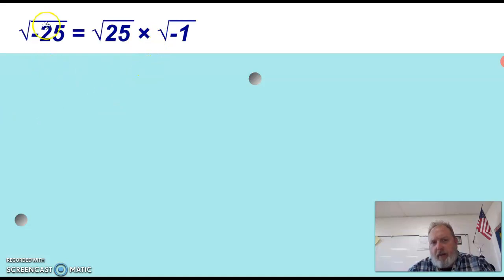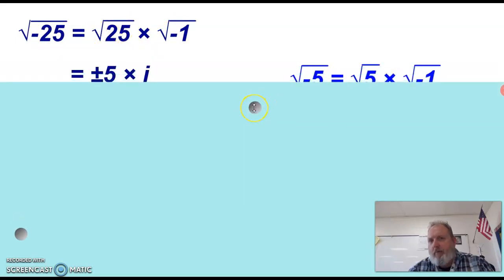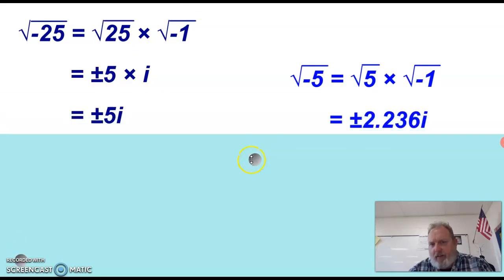Okay, for example right here, square root of negative 25. Prior to today, this would be undefined, no real roots. What I can do is separate this into a product. So this is really the square root of 25 times the square root of negative 1. We know that the square root of 25 is really 5, or plus and minus 5, if you will. And the square root of negative 1 we have now defined as i. So our answer is plus or minus 5i.